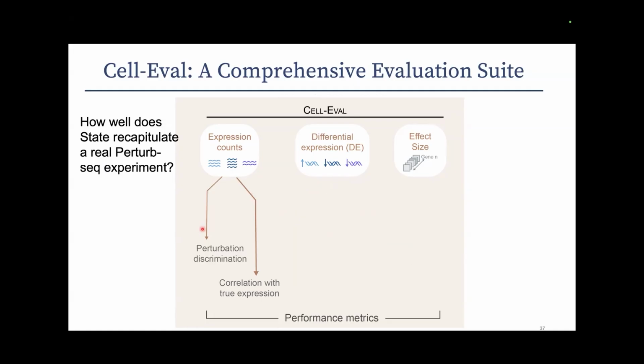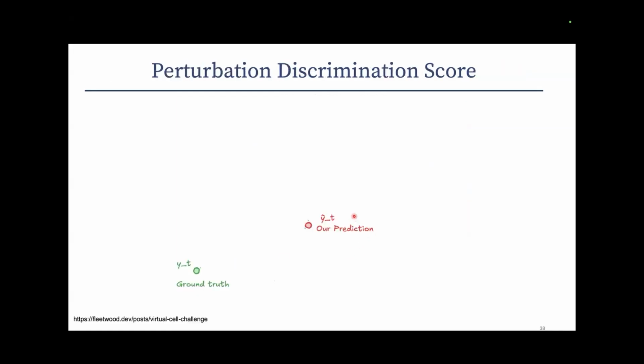So first, let's talk about some of these expression-based metrics. One metric in particular that's been very effective for us in determining how well the model is working is something we call the perturbation discrimination score. And the idea here is how well does the model learn to discriminate between the effects of different perturbations? So for instance, say you have a prediction that your model makes, shown here in red, and say this is the ground truth expression based off of the ground truth data.